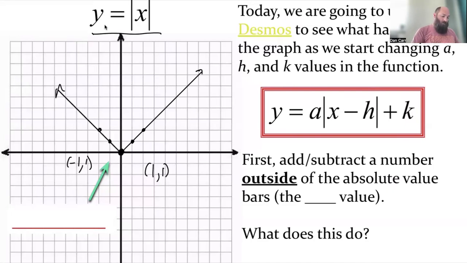I should have made that a little longer, but it's fine. We get this V shape. And at the bottom of that V shape is a vertex. That's that absolute value of 0 equals 0. There is no matching pair on the other side.